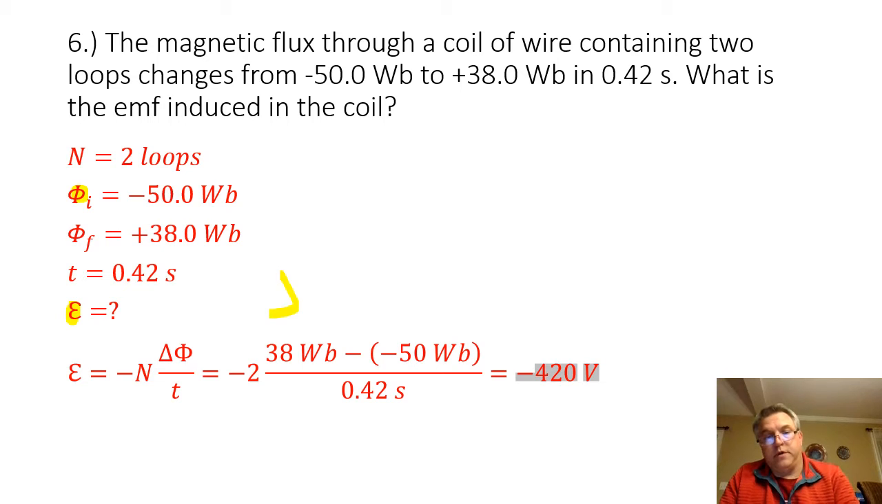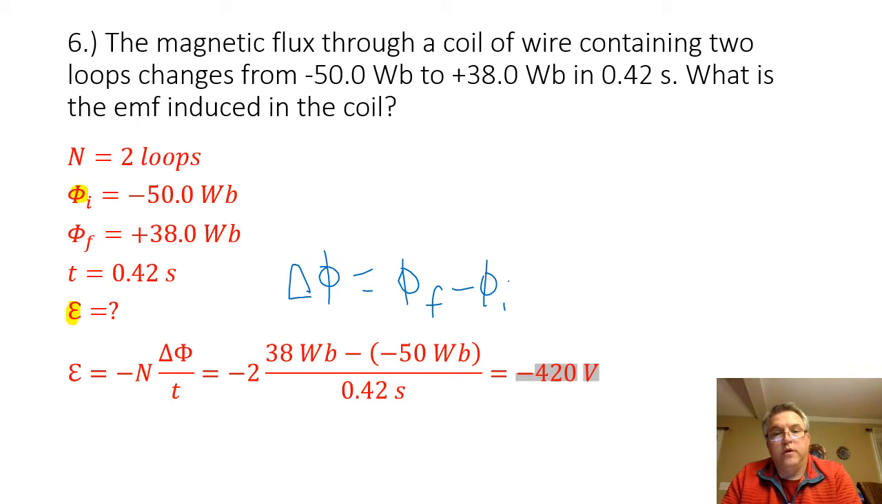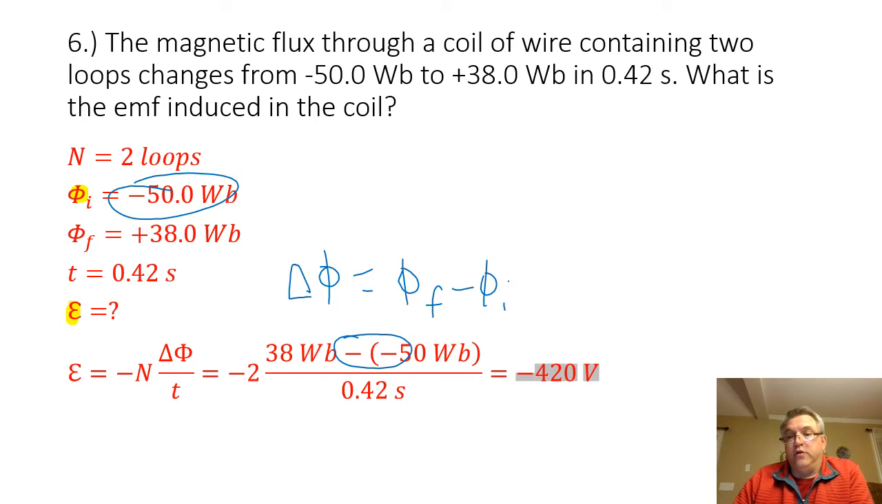Oops, let me use the pen here for this. Sorry about that. Be careful that the change in the magnetic flux is going to equal my final minus my initial value. Because my initial value is negative 50 Weber, I'm subtracting a negative, which means that I'm adding. So you just have to watch out for that. When I do that, I will come out with a value of negative 420 volts.